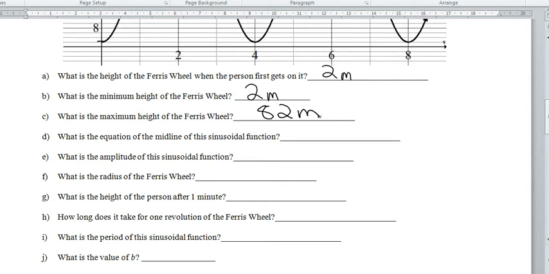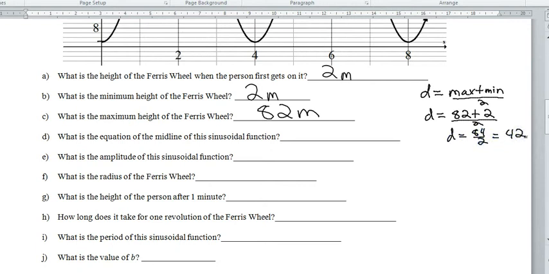What's the equation of the midline? Yeah, so D is max plus min over 2. What's our max? 82. What's our min? 2. So that's 84 over 2, which is 42.